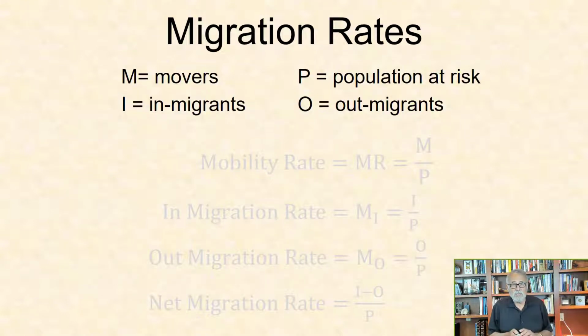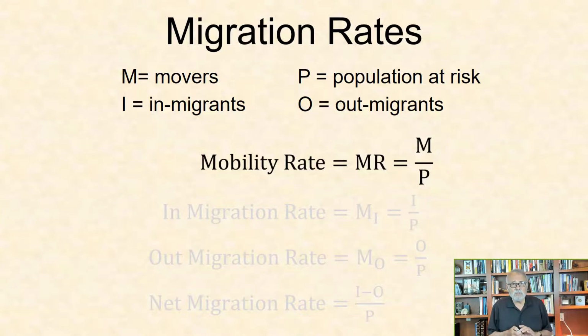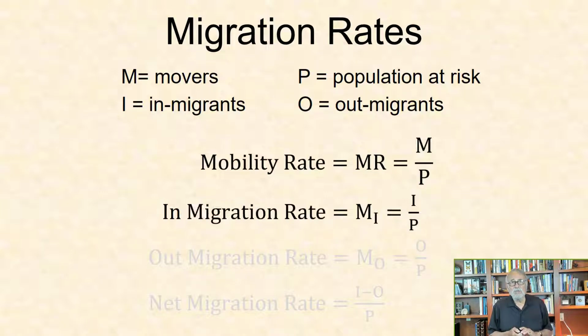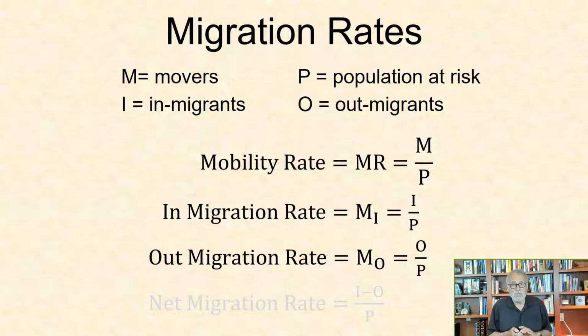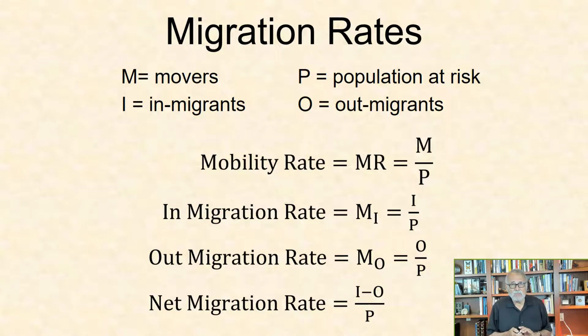Migration rates. Let M, I, O, and P denote movers, in-migrants, out-migrants, and population at risk, respectively. Then the mobility rate, denoted MR, equals M divided by P. The in-migration rate, denoted MI, equals I divided by P. The out-migration rate, denoted MO, equals O divided by P. The net migration rate equals I minus O divided by P. Note that P is the common denominator across all these migration rates.